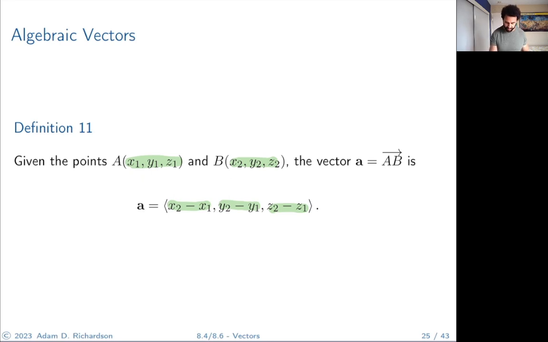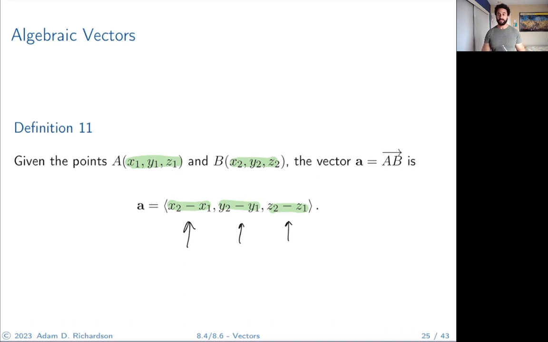And that's why when you're doing these differences here, let me get my pen. Oh, come on, iPad. There you go. The order of this difference is important because this is telling you how to go from A to B. That's why it's x2 minus x1, y2 minus y1, z2 minus z1. If you want to talk about how to go from B to A, that's a different vector. It's the opposite of the vector AB, right?